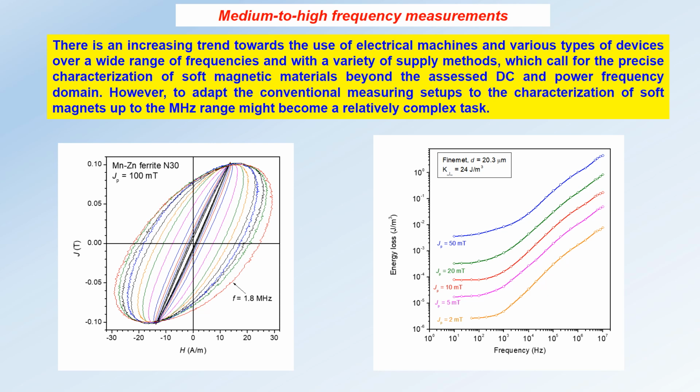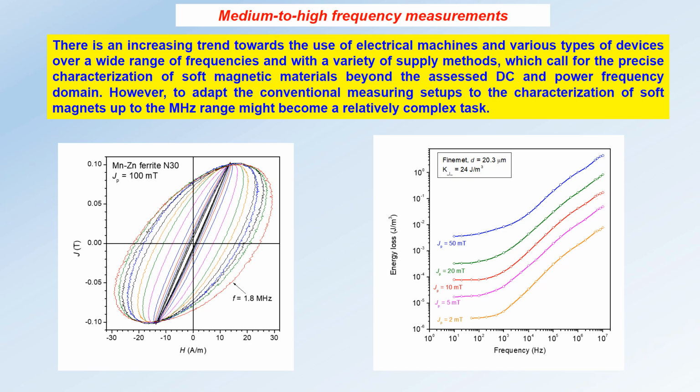Now just 2 words on medium to high frequency measurements. There is an increasing trend towards the use of electrical machines and various types of devices over a wide range of frequencies and with a variety of supply methods, which call for the precise characterization of soft magnetic material beyond the assessed DC and power frequency domain. However, to adapt the conventional measuring setups to the characterization of soft magnets up to the megahertz range might become a relatively complex task.